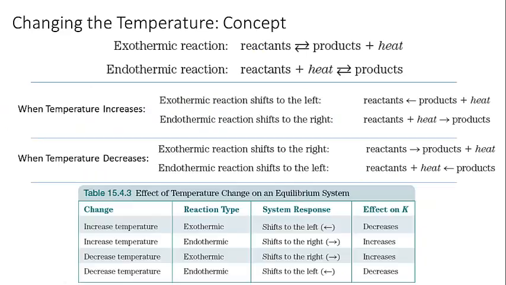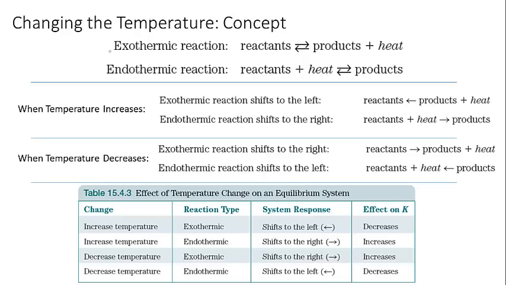Our final perturbing effect we'll look at is a change in temperature on the equilibrium. To think about this, we have to consider heat, either produced or absorbed during a reaction, as either being a product or reactant.